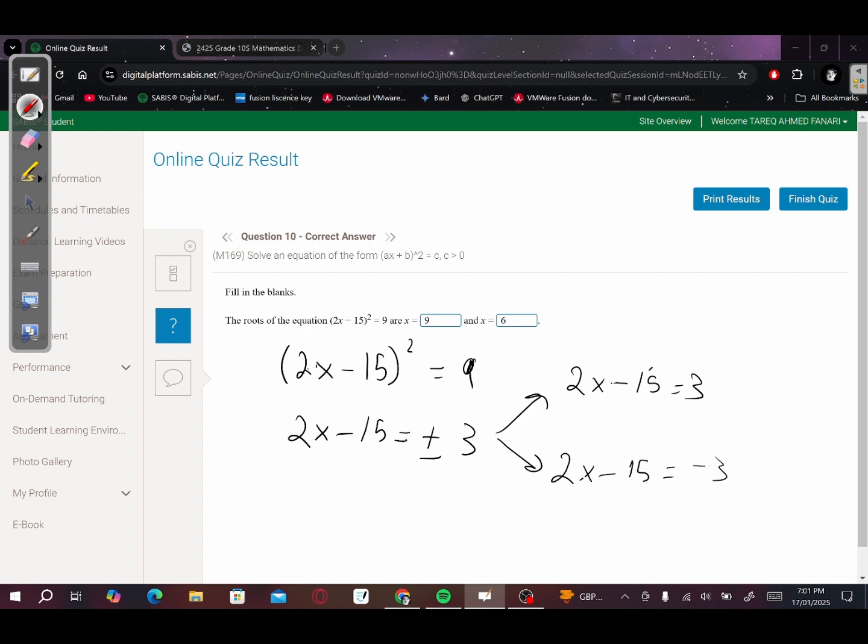Okay, now we're going to take 15 to the other side for the first case, and we're going to do it for the second case as well, but let's solve case by case. So 2x is equal to 18. X is equal to 9. Same thing with this one. 2x, you take this to the other side, it's equal to 12. X is equal to 6. So it's going to be this for both of them. 9 and 6 are our answers.